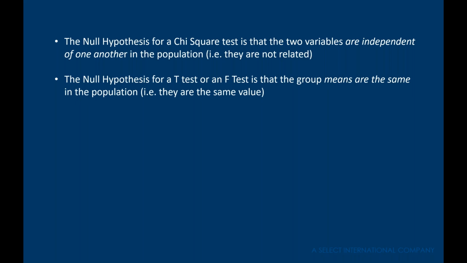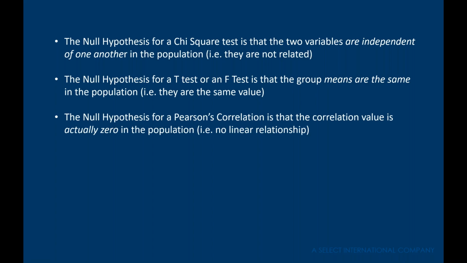It's just an artifact of the sample. And in reality, the group means are the same in the population. They have the same value. In a Pearson's correlation, which we're going to look at in a moment, the null hypothesis is that in reality, the value you're observing, again, is just one of these sampling error situations, and that in reality, in the population, there is no relationship. There's no linear relationship between the two fields, the two factors.